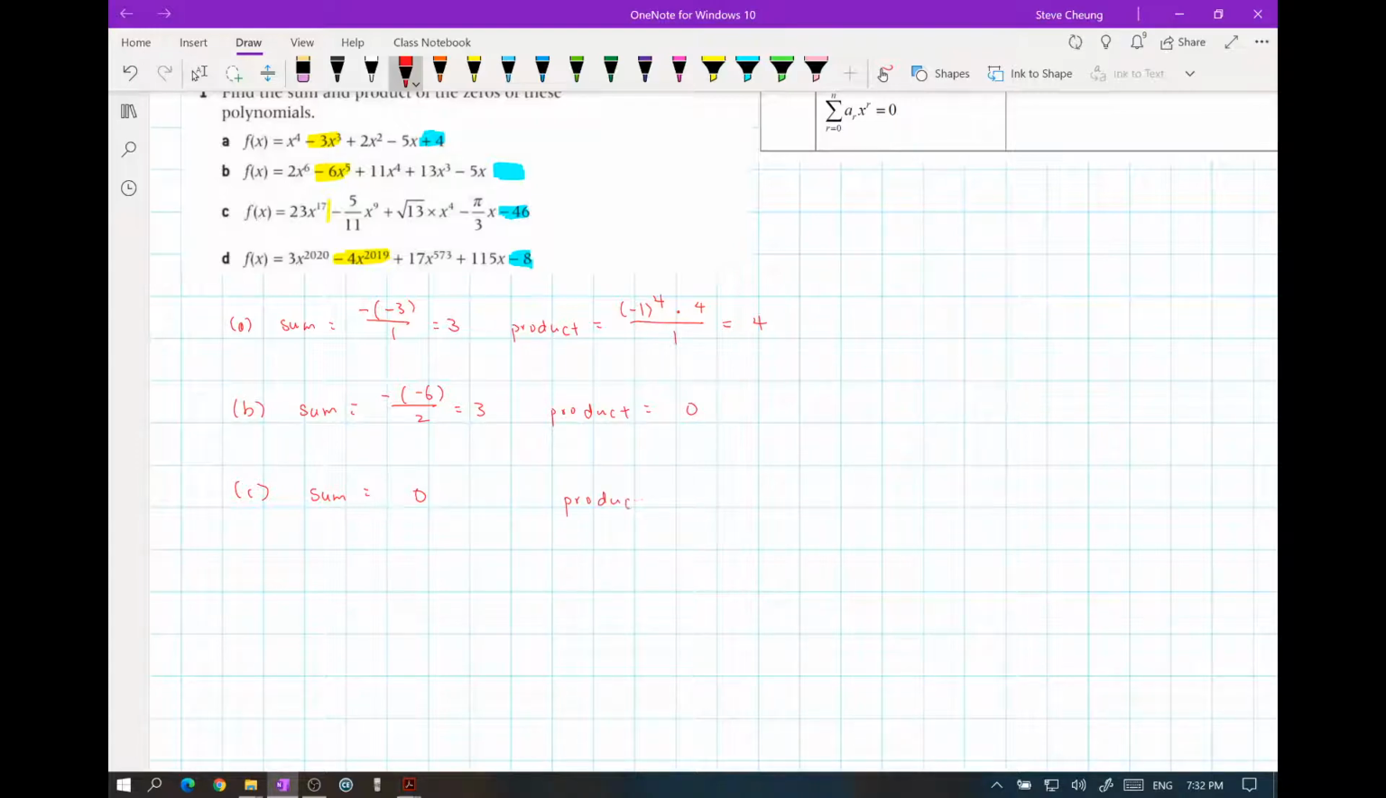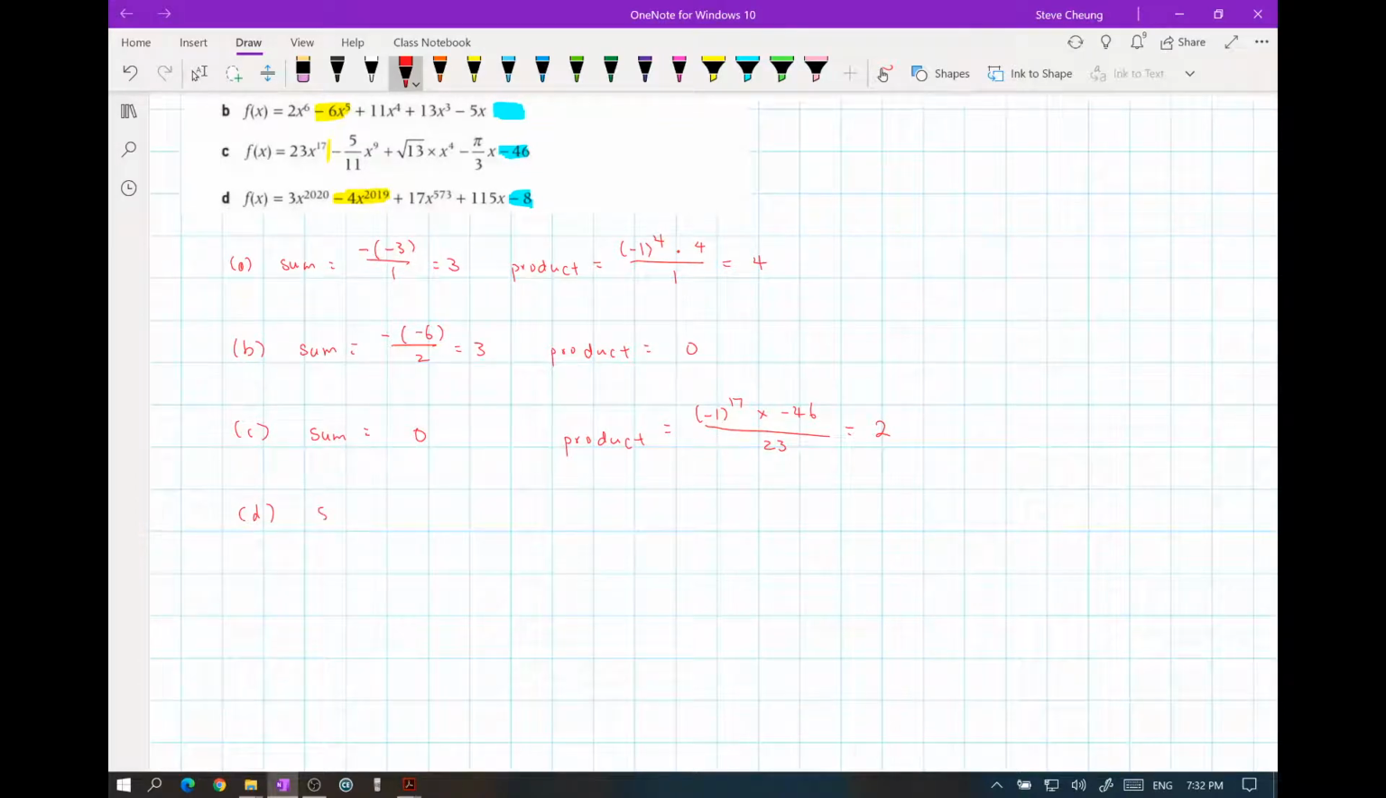And for the product, we will have this 17, right? So I know that's odd. So this is going to be a -1 times -46 over 23. So we have a positive 46 over 23, which is 2.